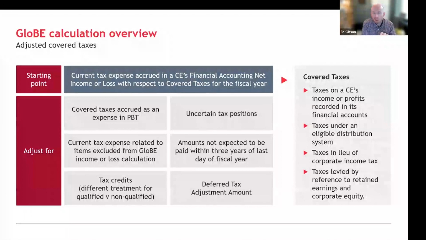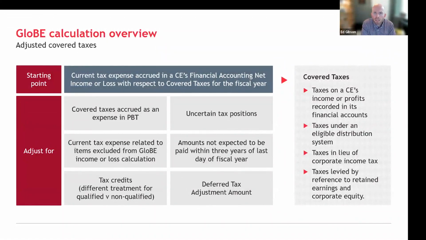So it's a bit of a theme you'll see when we come on to talk about deferred tax, that there's a general aim here to make these rules as mechanical as possible and to try and avoid the need to include judgmental figures. And also uncertain tax position is obviously an accounting judgment, and therefore that has been excluded from the adjusted covered taxes for the purposes of the calculations.